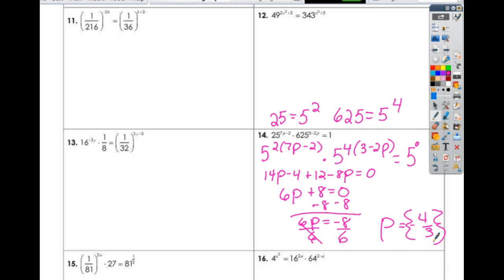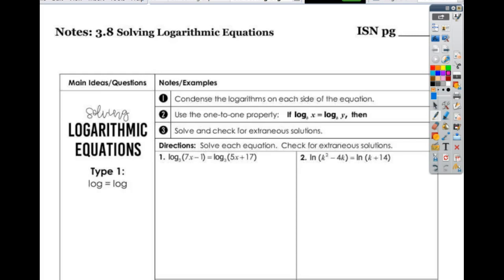So now what we're going to do today, this was exponential. So we had to have these all the same bases, correct? So for today, we're going to do logs. And you have to have all the same log, and it was going to work the exact same way.